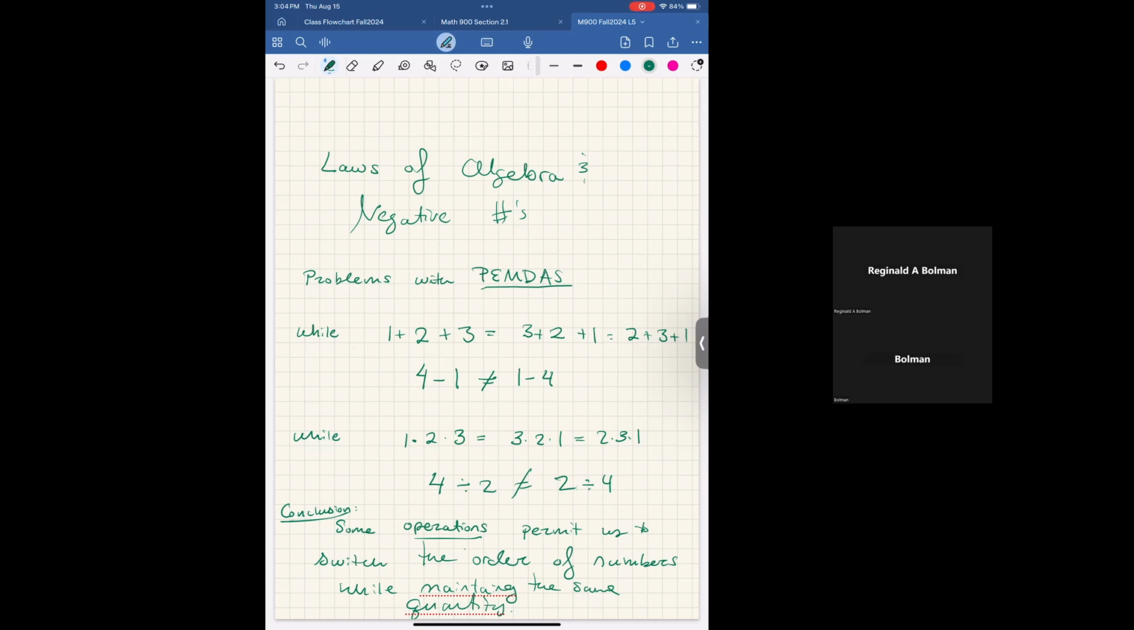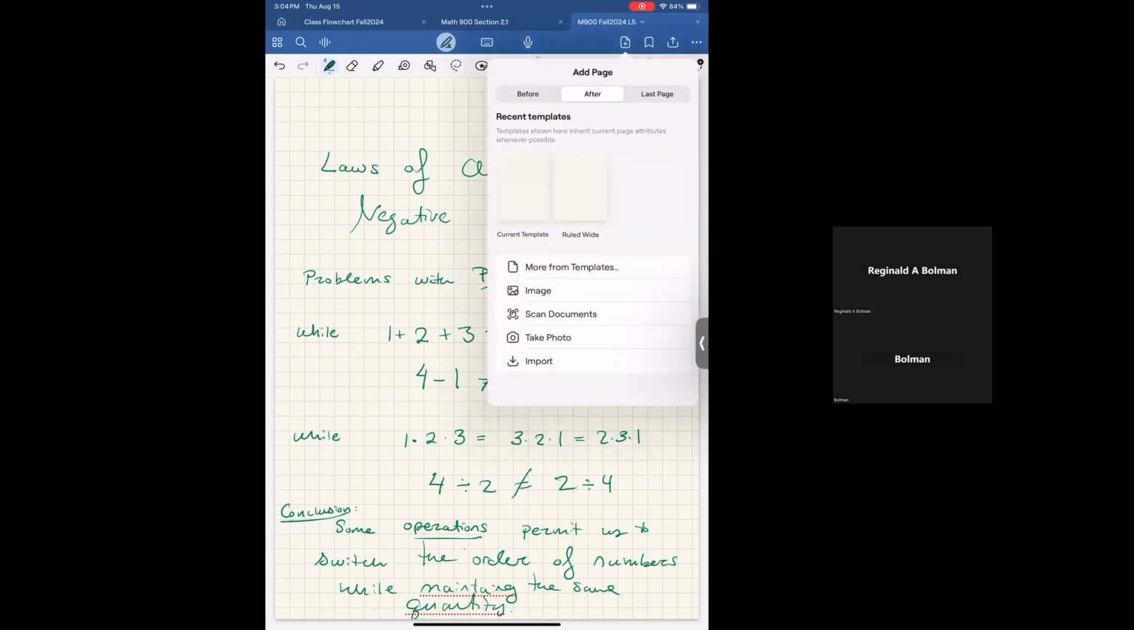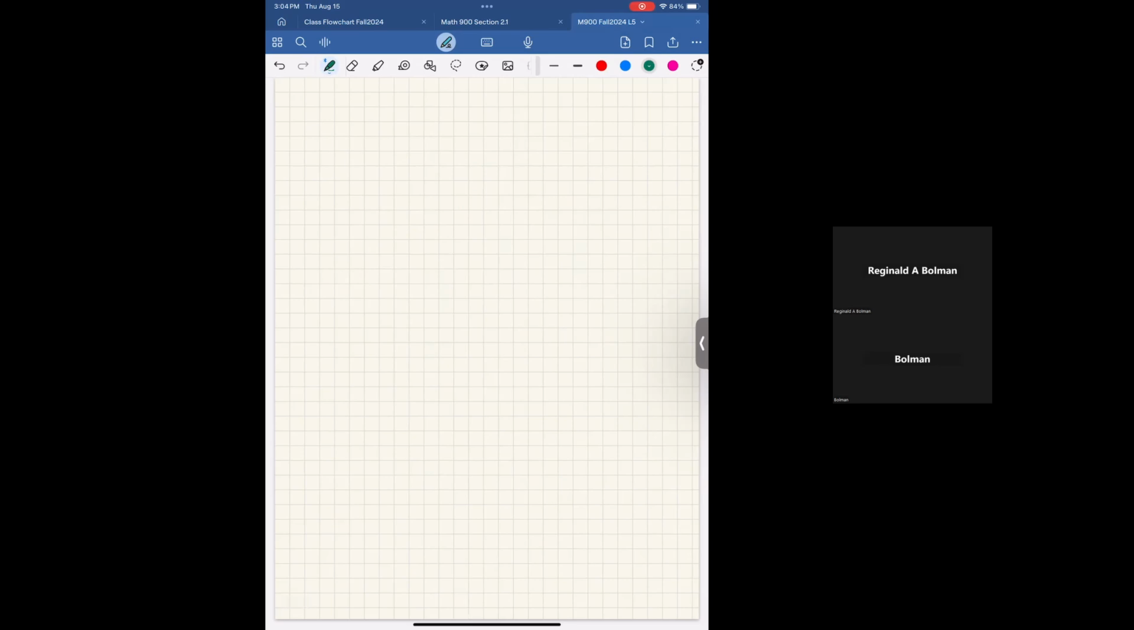But what's interesting is that if you took two or more numbers under division, you cannot just switch their order arbitrarily. I cannot just decide on a whim that I want to switch their order. 4 divided by 2 gives me 2, but 2 divided by 4 gives me 1/2. So the conclusion that we draw, apart from just being a little bit confused, is that some operations, some operators, allow us a little bit more wiggle room to switch the order of numbers while maintaining the same quantity. Of course, what's going on here? Why is that the case?